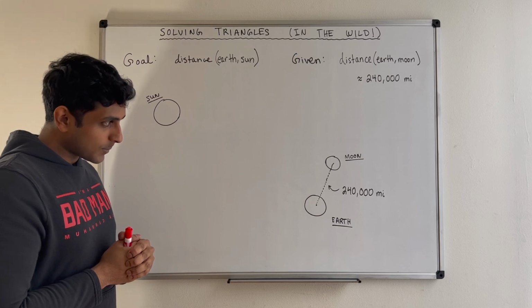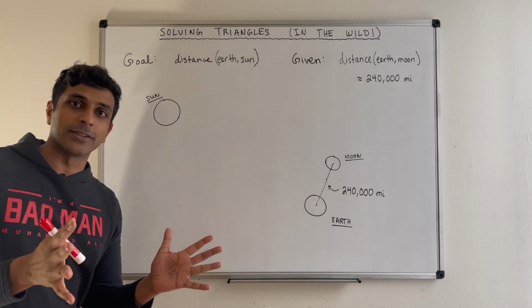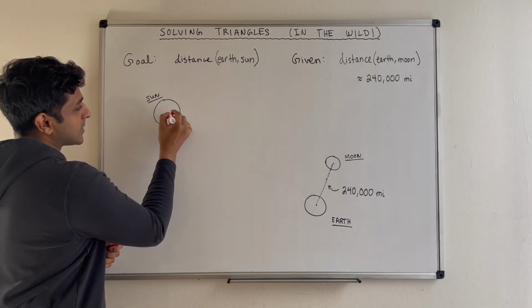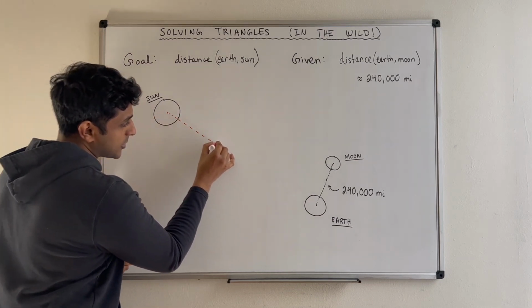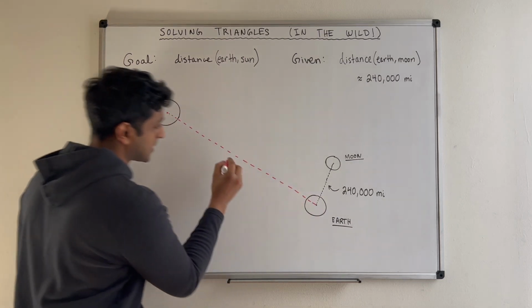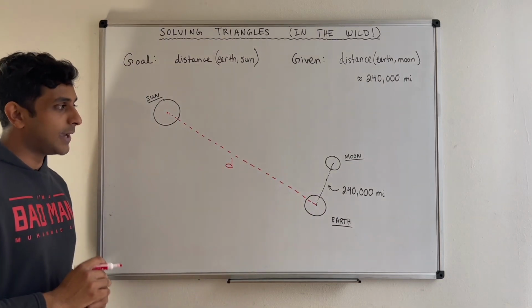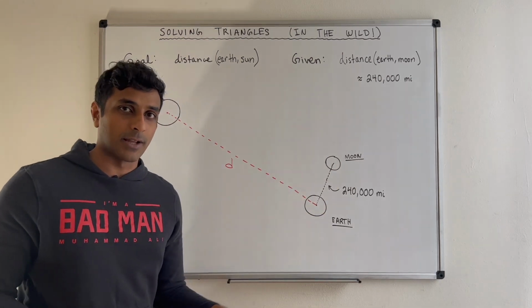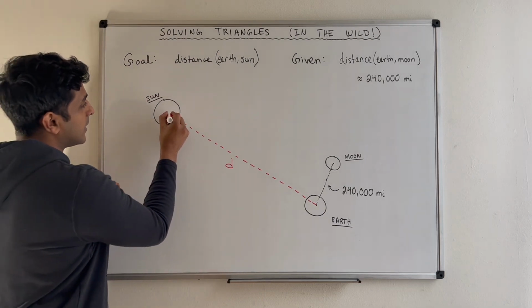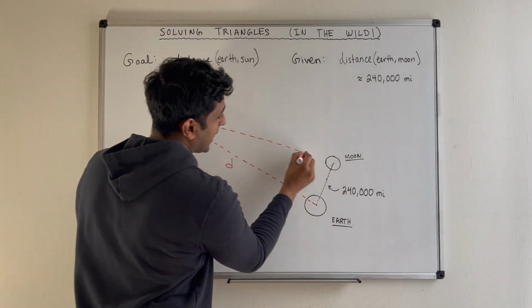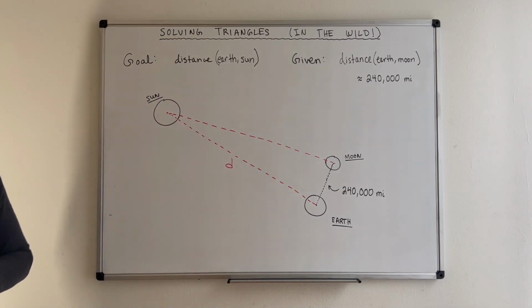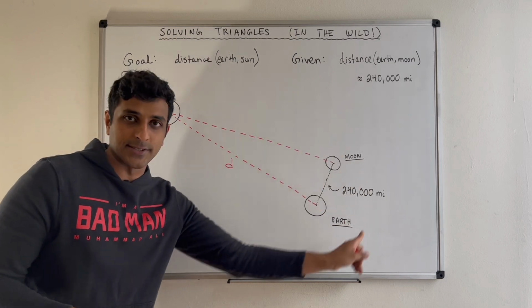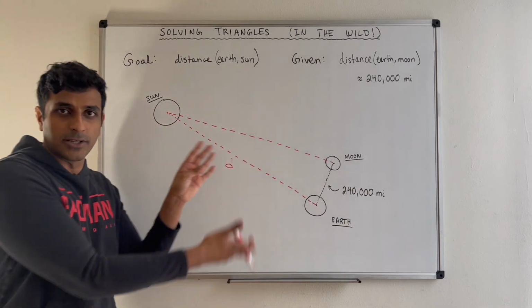Well, maybe we should draw a triangle, right? That's probably a good idea considering we're doing trigonometry here. So if we think about the distance that we're interested in, which is from the Earth to the Sun, we can call that distance d. And then we can mark in the line that we know is 240,000 miles long. And then we're going to have enough information to at least define a triangle. And so we have this triangle. Of course, this triangle is going to look different depending on where the moon is as it's revolving around the Earth. But it's going to look like this at some point.